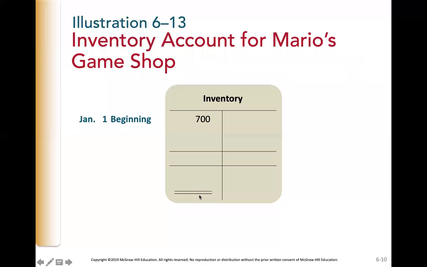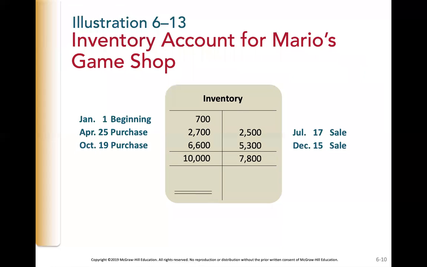So let's take a look at his T account. Remember, T accounts are so important. He had his beginning inventory balance of $700. His two purchases gave him total inventory available for sale of $10,000. Then he had the two sales on July 17th and December 15th for a total of $7,800. So what is his ending inventory balance? $2,200. Debit. That is his ending FIFO balance.